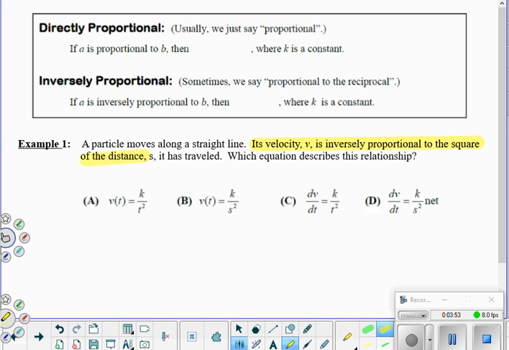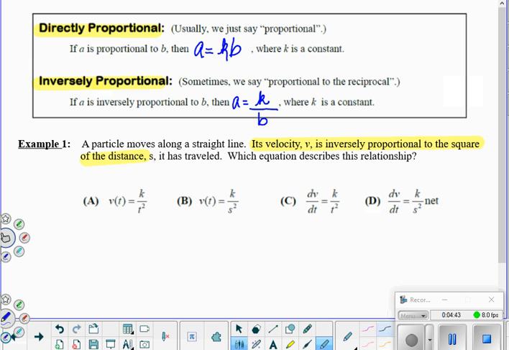Thinking back into previous math classes, we've had things where we talked about direct proportionality and inverse proportionality. With the direct, most often it'll just say it's proportional to, and that means it's directly proportional to. So if A is proportional to B, then I could say A is equal to some constant of proportionality times B. That's how we would structure that one. Inversely proportional, sometimes we say proportional to the reciprocal. If A is inversely proportional to B, then A equals, still have to have that constant of proportionality k, over B. There's that reciprocal idea. Instead of B, we're going to have 1 over B, where k is the constant.